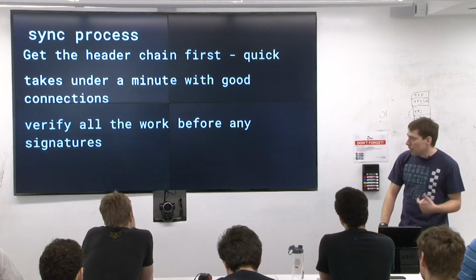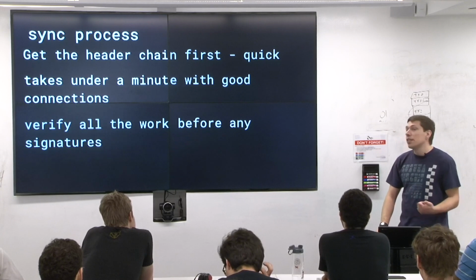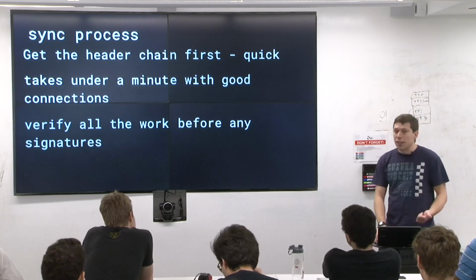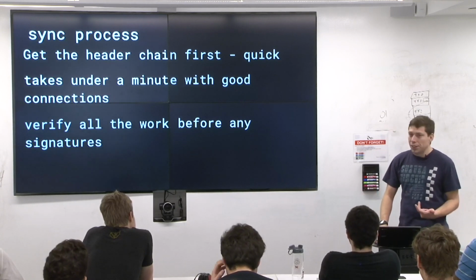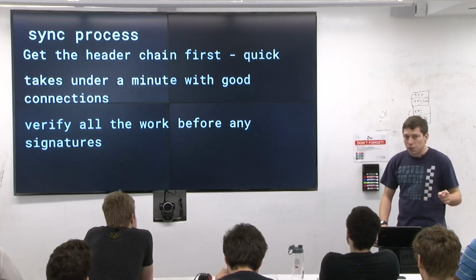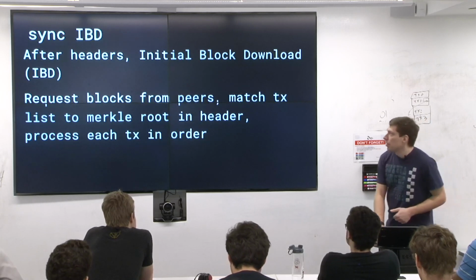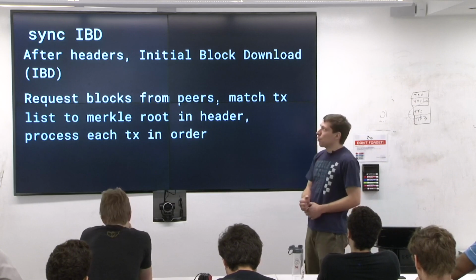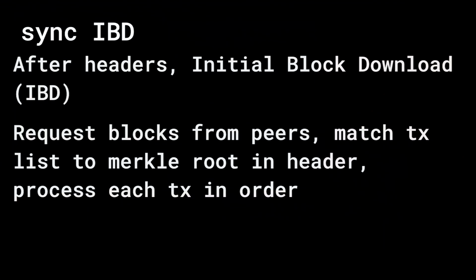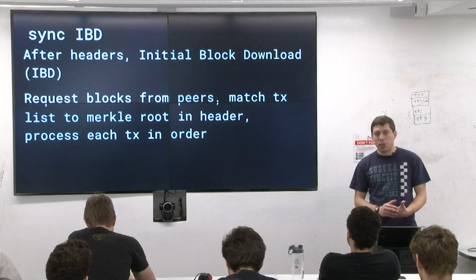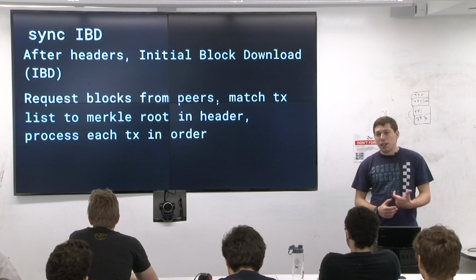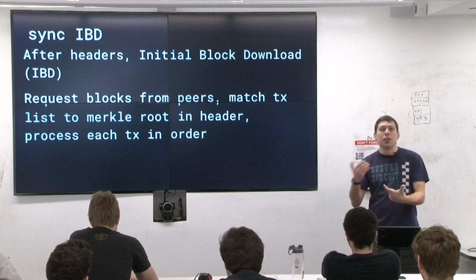Okay, so that's pretty quick, works well. Then you get to the real hard part where you now have to validate all these signatures and download all these transactions. Okay, any other questions? Good? Okay, so then it's called IBD, initial block download. So you get the headers first, that's quick. Now you start asking your peers, hey, here's this header from 2009, block height 1. Here's the header, can you give me the full block?